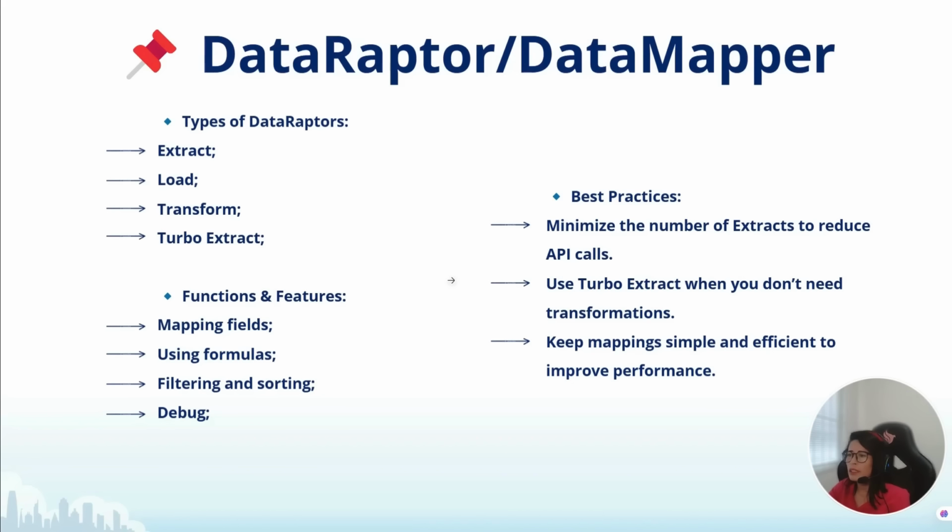Keep a mapping simple and efficient to improve performance. My tip is try not to write the mapping. Use the scope and the path to avoid mistakes, because a little simple mistake and you will not be able to use the component as you want to.